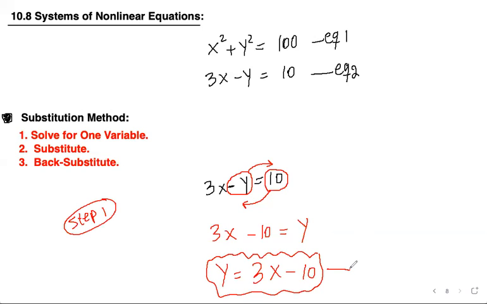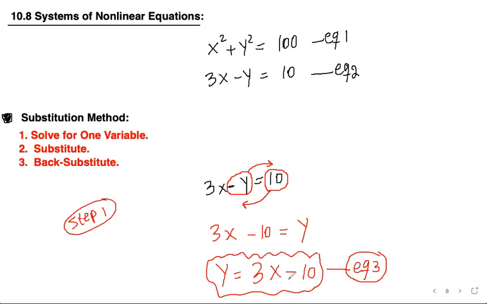So now I get another equation, call it equation number 3. Second step, substitute. So I'm going to substitute equation number 3 inside equation number 1. Step 2, substitute, plug this one inside the first one.